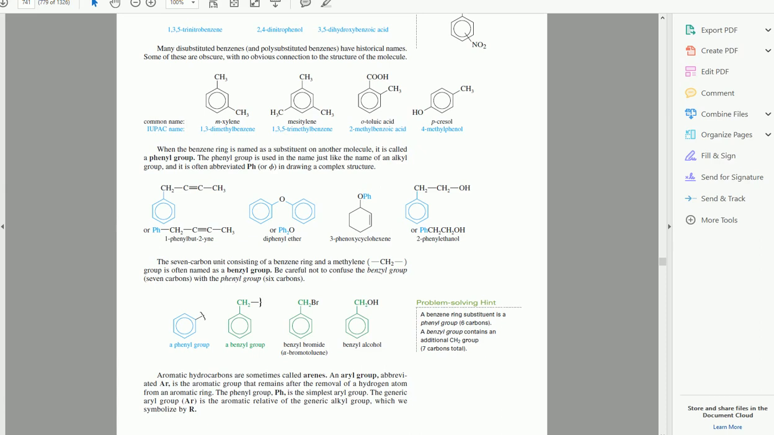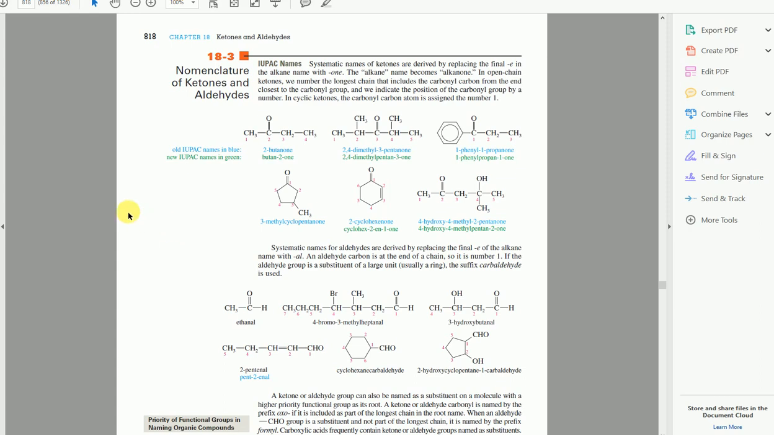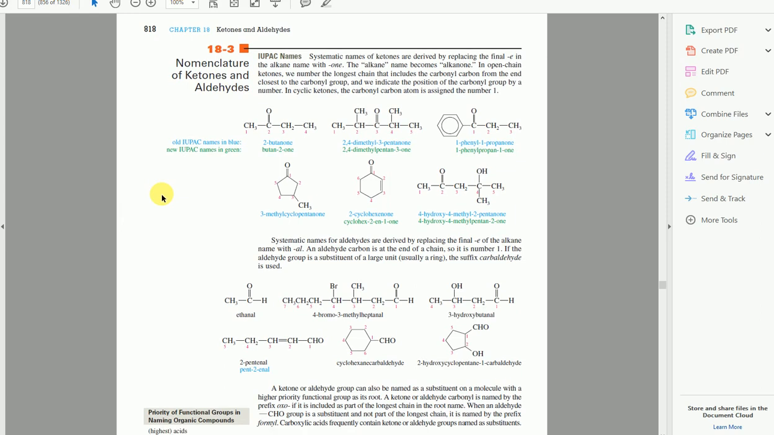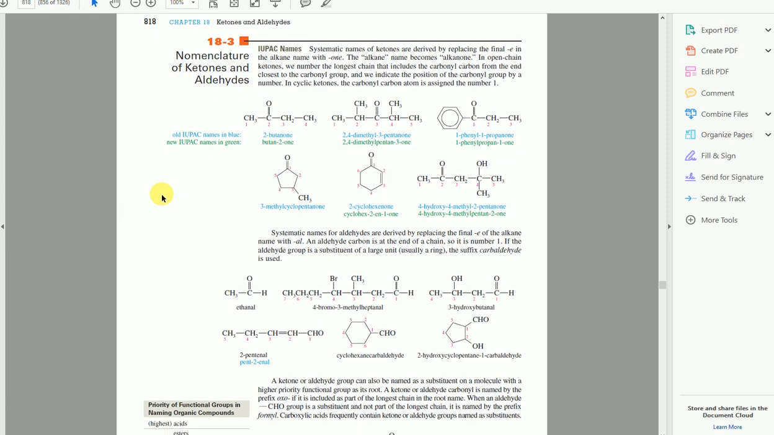I think she covers naming pretty well in her notes, but just in case you are struggling with it, you have the ketones and aldehydes. For ketones, the parent name is always going to end with one. You're going to have pentanone, butanone. So the E is replaced with one. So butane, and the E gets replaced with one.